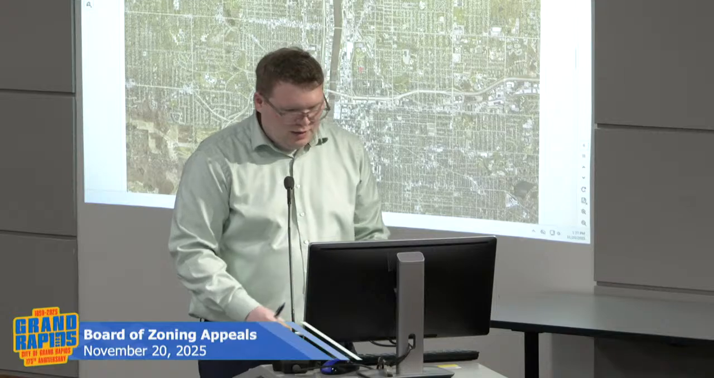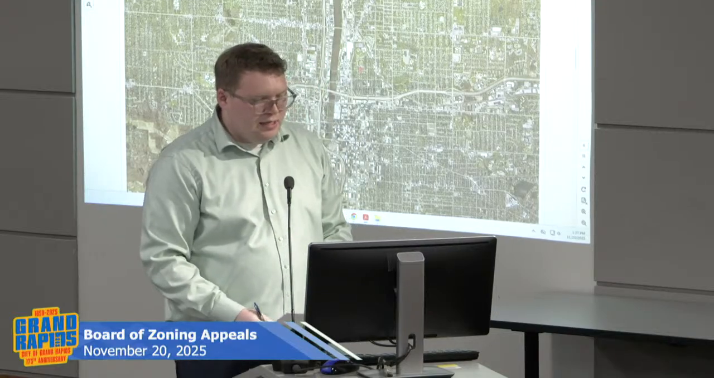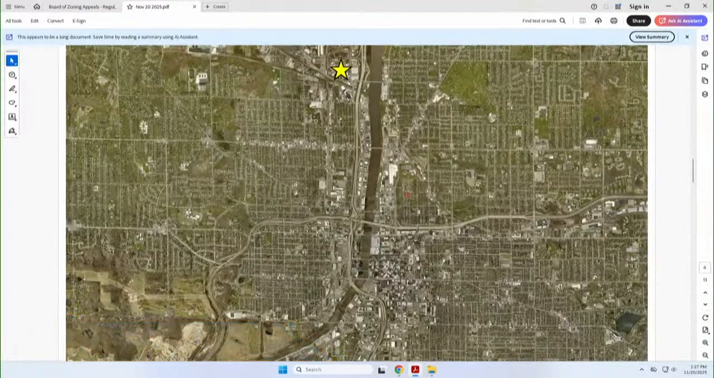Thank you. Okay, our next case is 1900 Will Avenue Northwest. It's a dimensional variance. The second case on your agenda today is for 1900 Will Street Northwest. As you can see, the property is located in the northwest corner of the city, indicated by a yellow star.